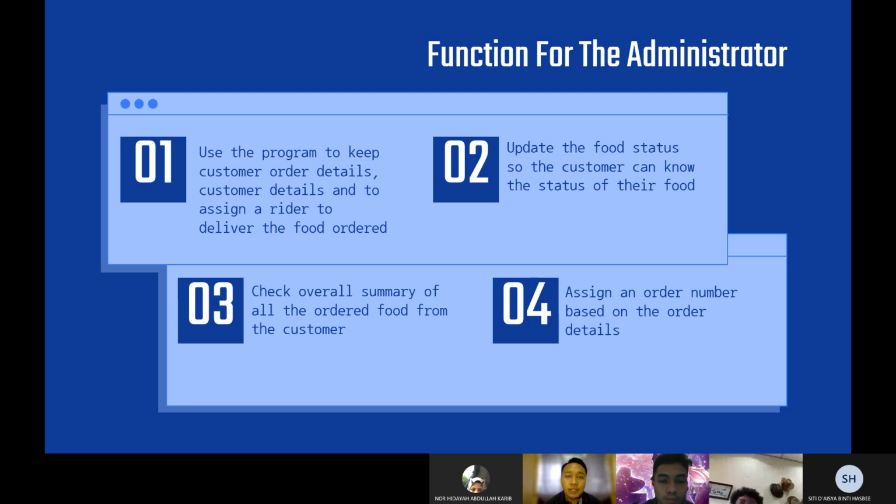And for the last function for the administrator, which is the fourth one, it is to assign an order number based on the order details. When the customer has finished ordering, the admin can assign an order number, so it will be easier to keep records and easier for the rider to get the order quickly, as if they are getting an ID number which is specific to the order.